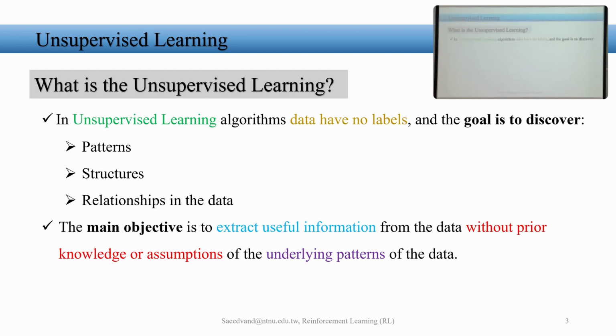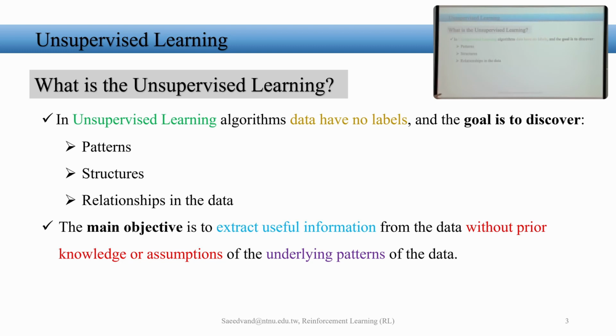So this is the objective of unsupervised learning. In order to achieve this, the algorithm is supposed to extract patterns of the data to understand it. In addition to patterns, it's supposed to extract structures of data to be able to give us something meaningful. And also, most importantly, relationships between data.